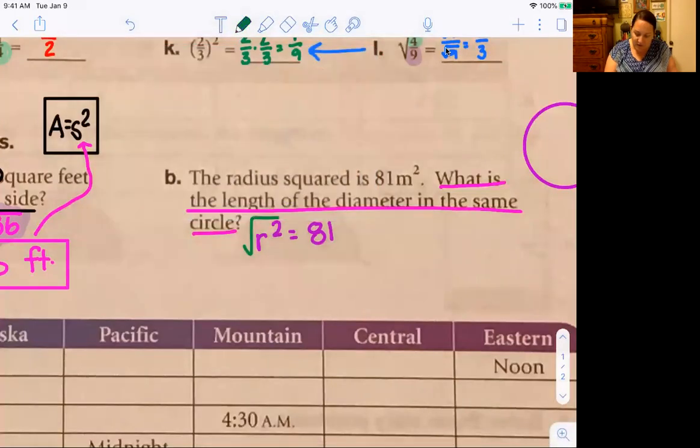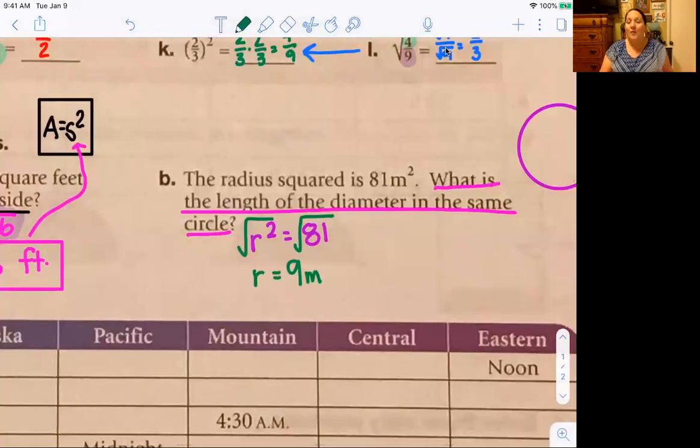Let's find the square root of R squared and the square root of 81. If the square root of S squared is S, what's the square root of R squared? It's R. Equals, and what's the square root of 81? What number times itself will give you 81? 9. Okay, so we found our radius. Our radius is 9 meters, but we're not finished.